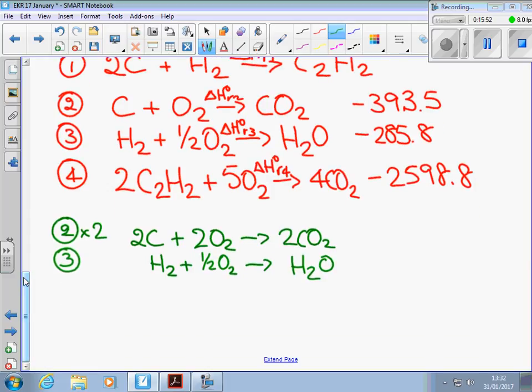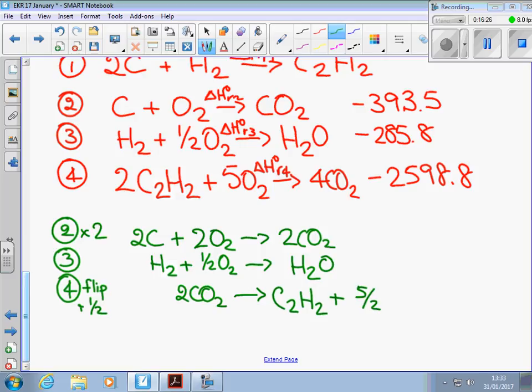And then, for number 4, to get our C2H2 on the other side, we flip. And to get it down to 1, we halve it. So flip and half. So if we turn it round, we get our carbon dioxide on the left, and that will be down to 2 of those, won't it? And we will then find that we've got a single C2H2 and 5/2 oxygens.